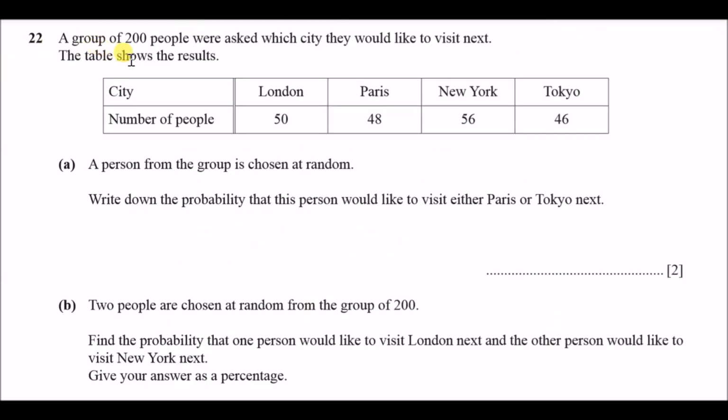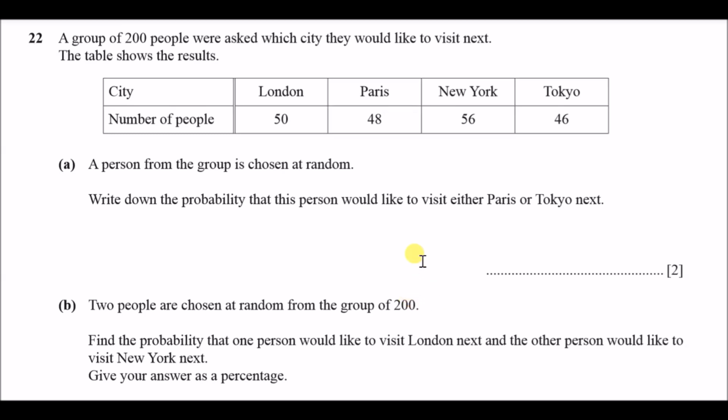So we've got a group of 200 people who were asked which city they would like to visit next. Now here are the results. So we've got London, Paris, New York, and Tokyo. And these are the number of people that would like to visit each of these cities. So we've got a person from the group who is chosen at random. Write down the probability that this person would like to visit either Paris or Tokyo next.